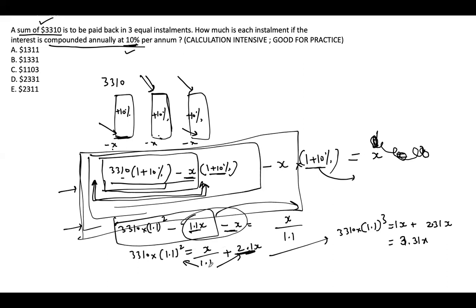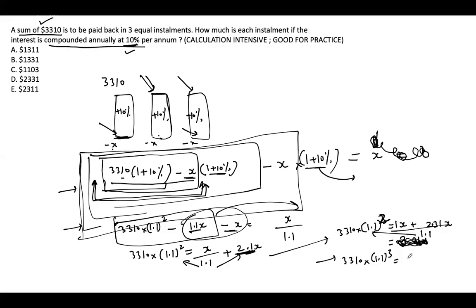And this is x upon 1.1. So the 1.1 is below x on the right hand side of the second. But you can't directly multiply this here, no? First, you need to solve this. Yes, correct. We should first make it common. So let's say this is 1.1 square. Then you can multiply. So it's 3310 into 1.1 cube.